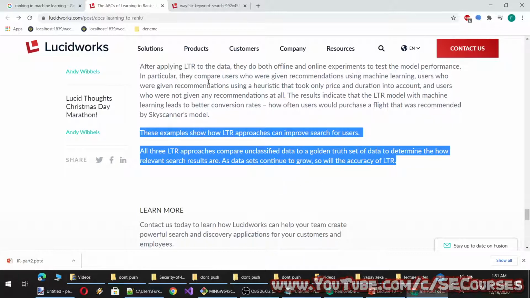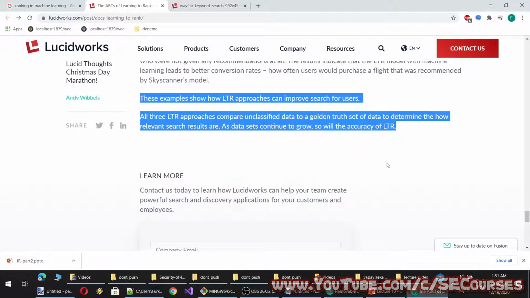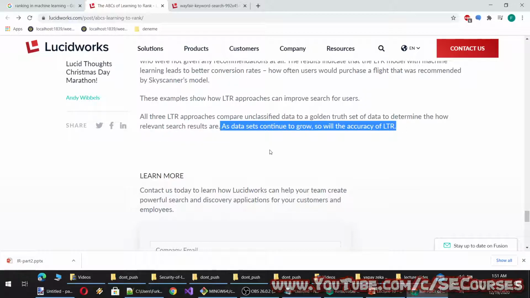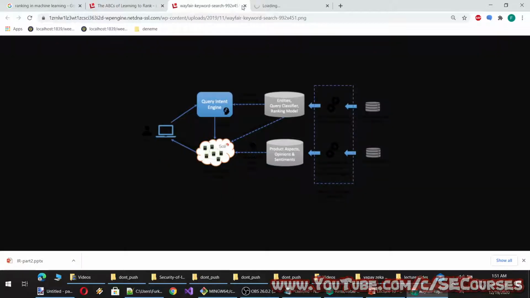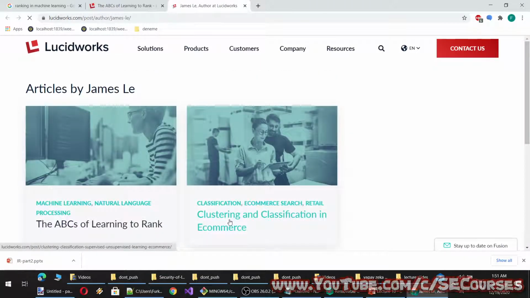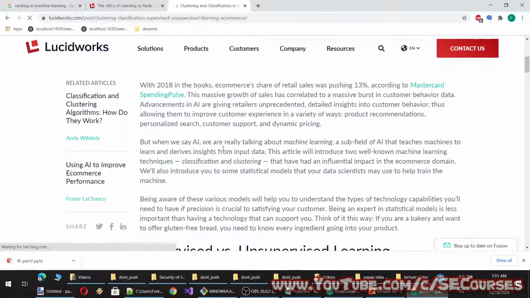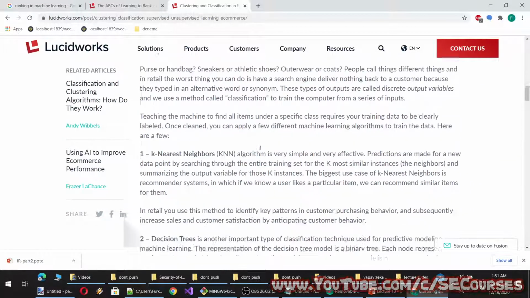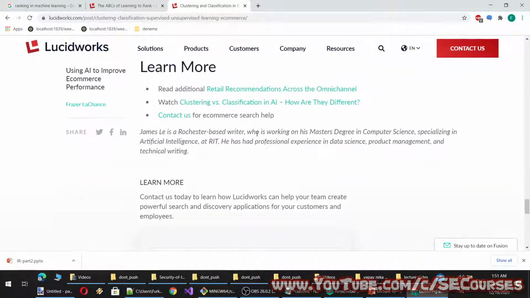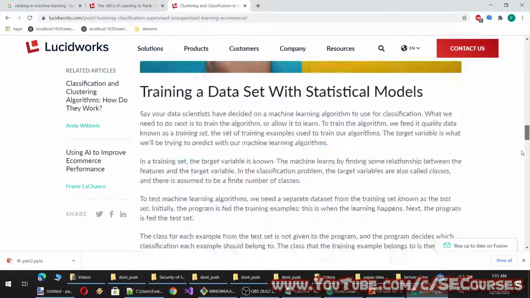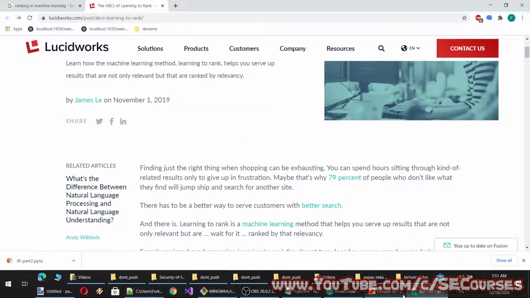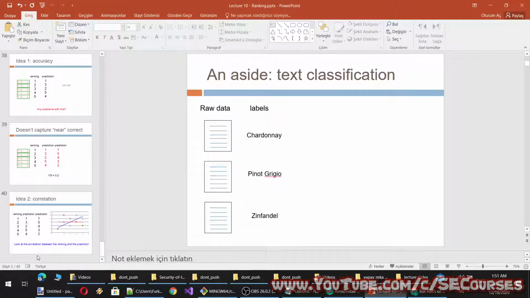These examples show how LTR approaches can improve search for users. All three LTR approaches compare and classify data to a golden truth set of data to determine how relevant search results are. As data sets continue to grow, so will the accuracy of LTR. Okay. So this was a good article, and clustering and classification in e-commerce. Okay, so this was a topic of my PhD thesis. The clustering, especially, is an extremely complex topic. Anyway, I will update our slides with the final and new slide.